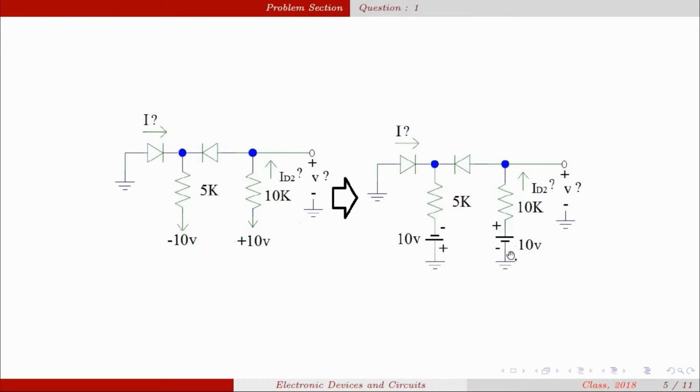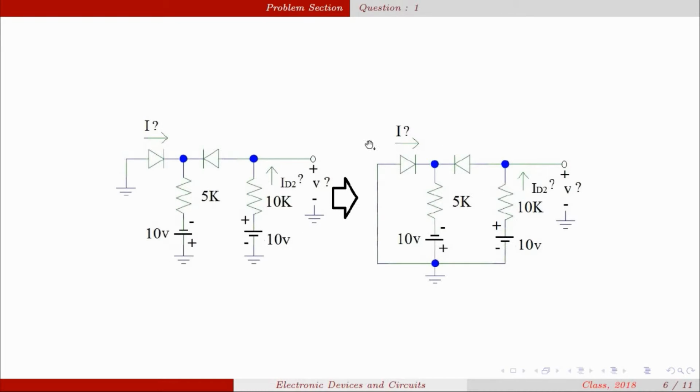Now here ground, here ground, here ground, so these ground points can be connected commonly. That's done here. Now we can see that here we have got two loops. This is a loop, this is a loop, two closed loops.